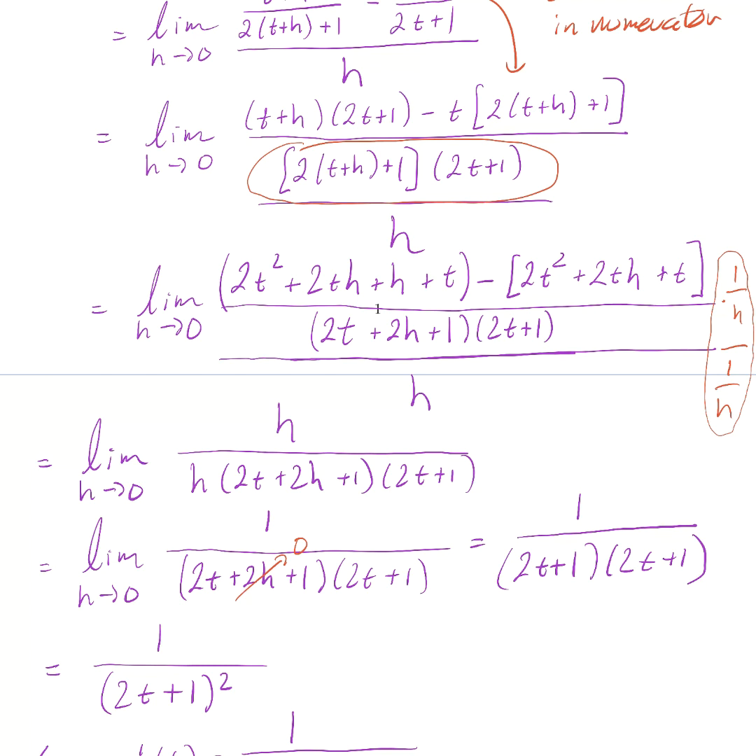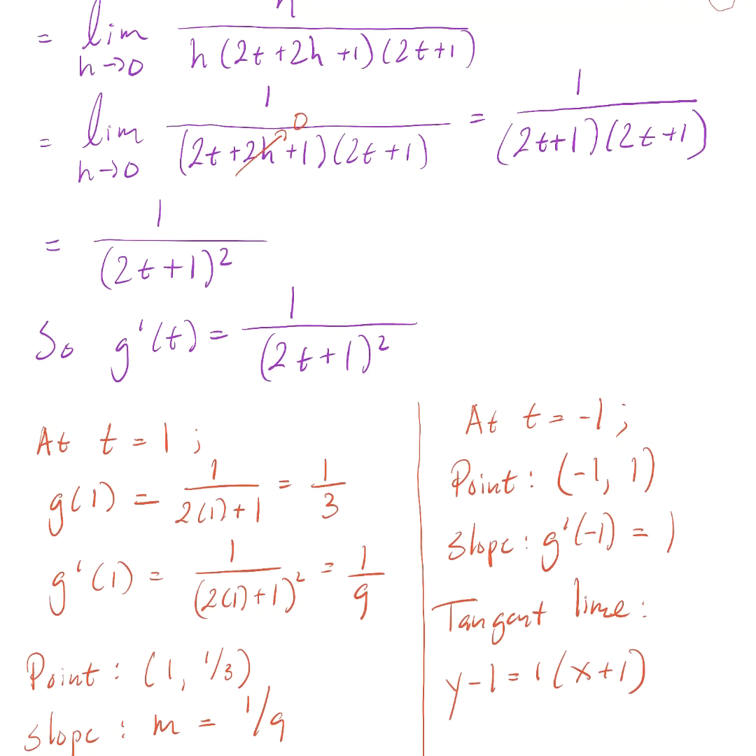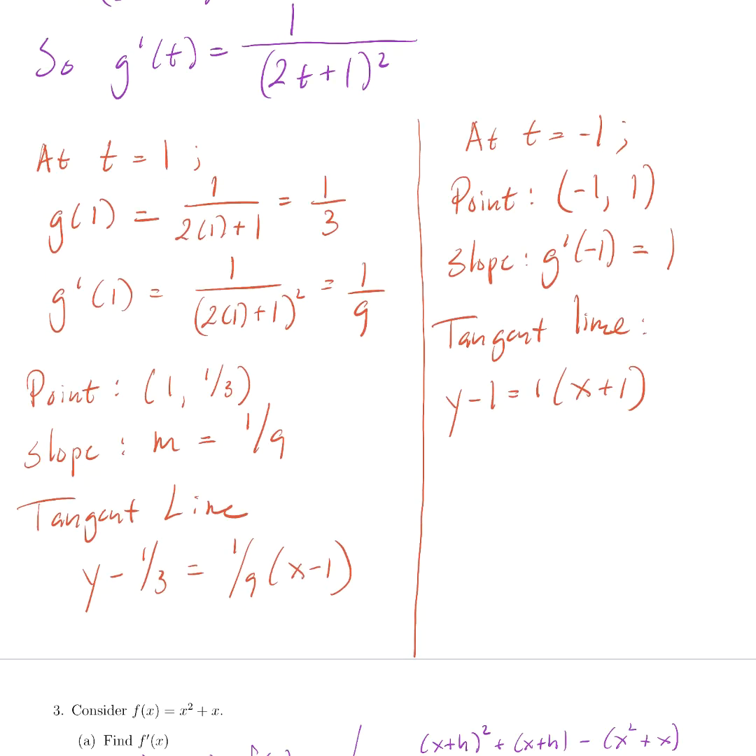It's going to 0, so that leaves the limit when it's been evaluated as 1 over 2t plus 1 times 2t plus 1, or 1 over 2t plus 1 quantity squared. So what did we find? We just found that g prime of t, the derivative of g with respect to t, is 1 over 2t plus 1 squared. Okay, how do we use that to find the equations of tangent lines?